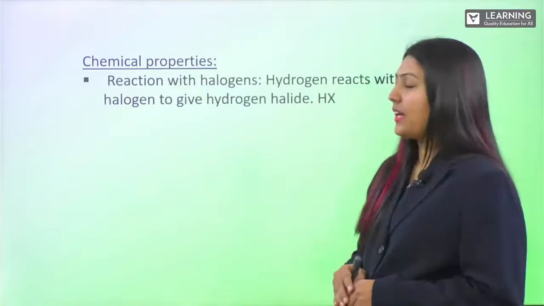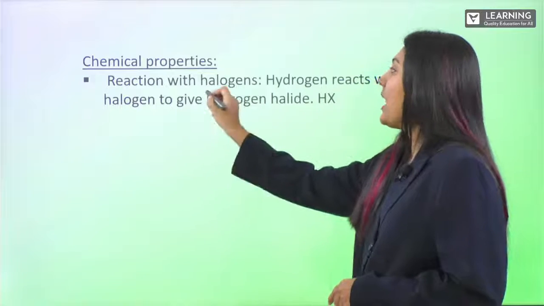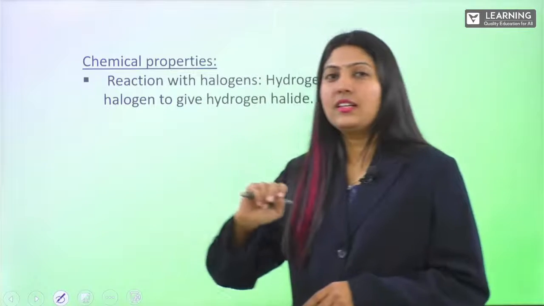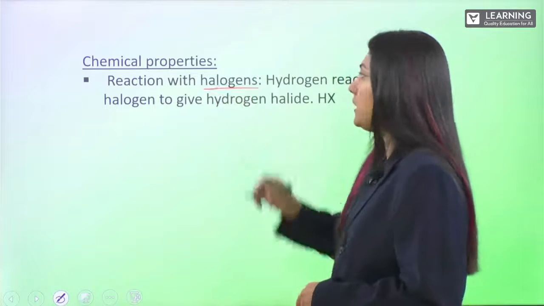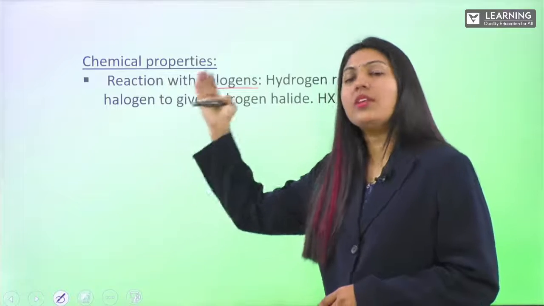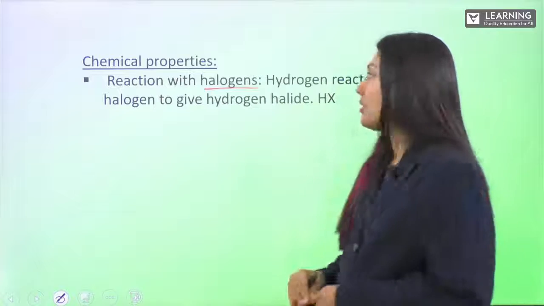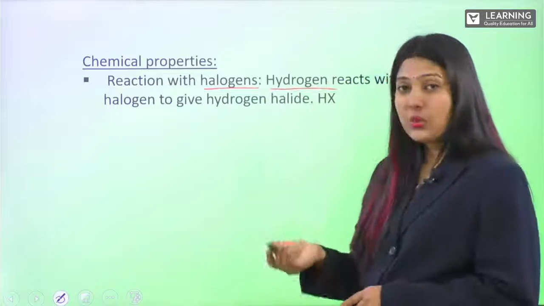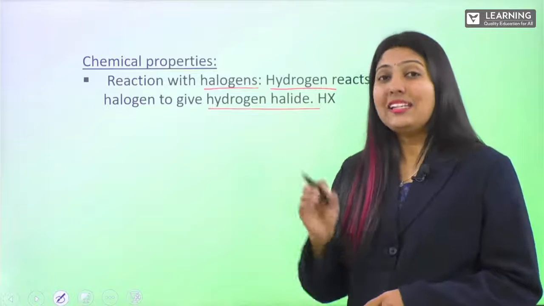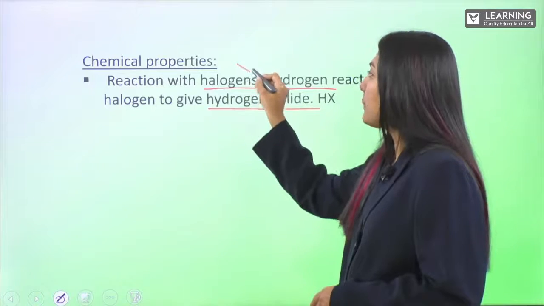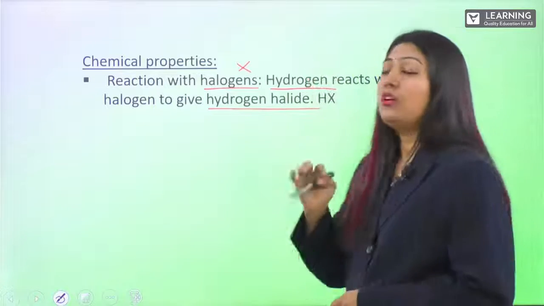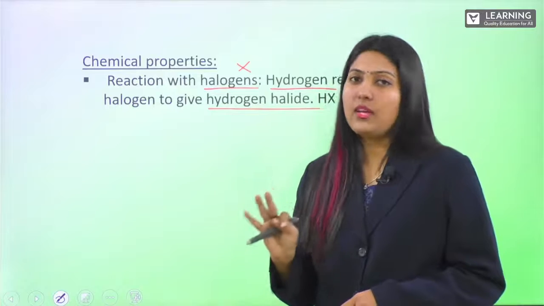The first thing is reaction with halogen. Is halogen a metal or a non-metal? It is a non-metal, a 17 group element. So how does hydrogen react with halogen? Hydrogen reacts with halogen to give hydrogen halide. In general, halogen is represented with X, which means X can be fluorine, chlorine, bromine, or iodine.